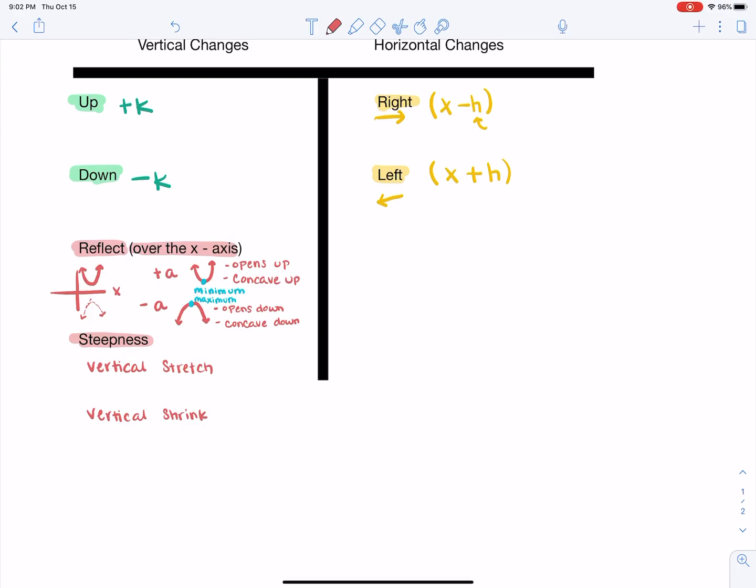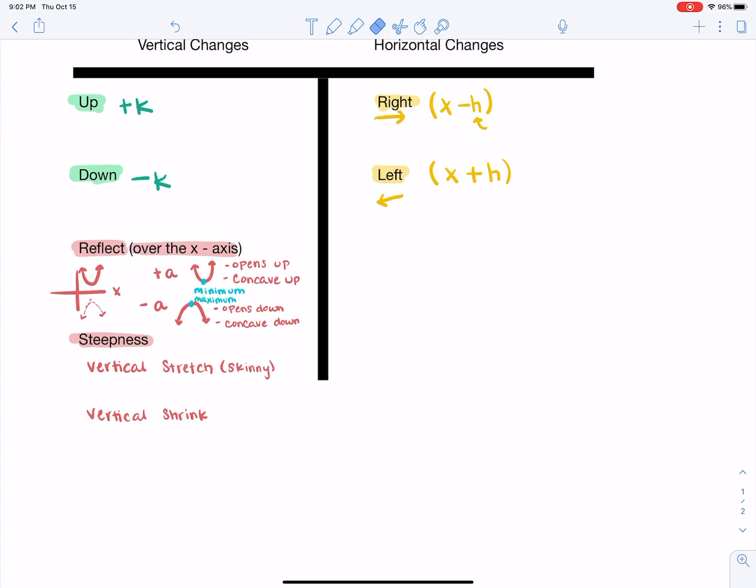When you stretch a graph out, then you are making it look skinnier, because you're vertically taking it and stretching it out. I like to think of silly putty. If you take silly putty in your hand and you stretch it up and down, it gets really tall and skinny. A vertical stretch happens with a greater a value. Well, that doesn't make sense. Sorry, that's backwards.